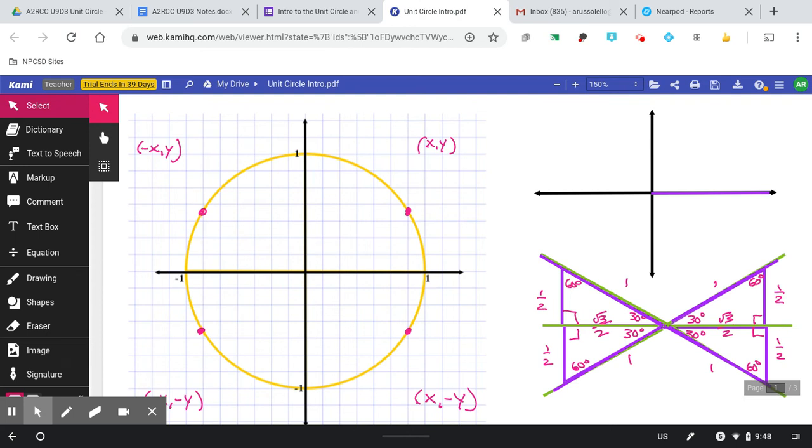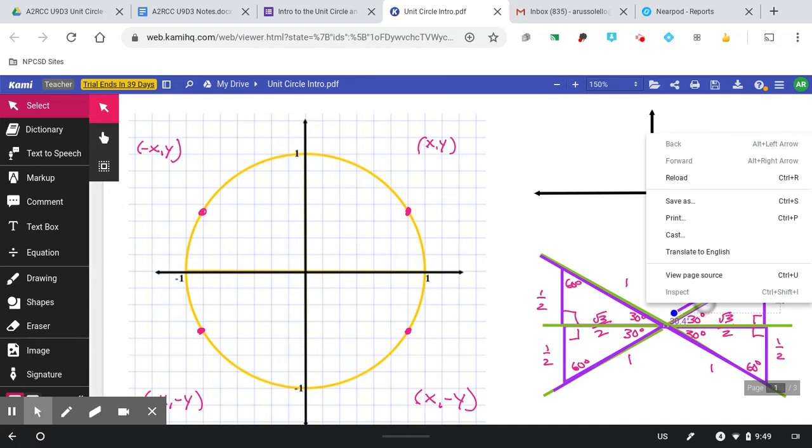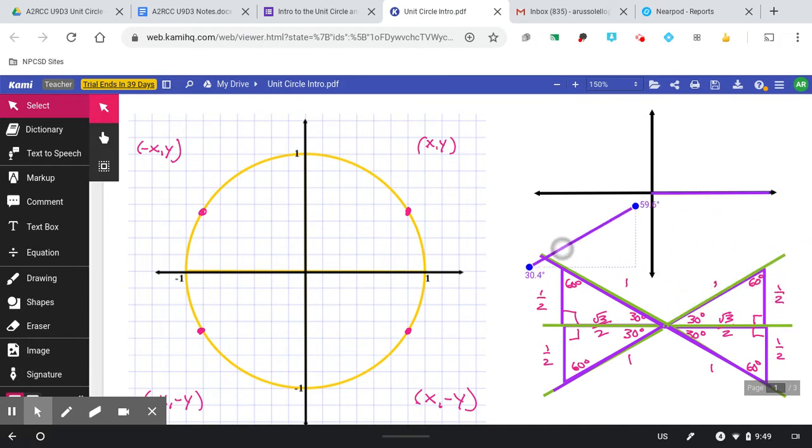Okay, so now let's take a look at other quadrants. We know what happens in quadrant 1, but what about the other quadrants? Just to review, we want to find out what the coordinates are on the unit circle. If we want this first one over here, we're going to take our line and draw it through there, and we want to know what that point is on that line.